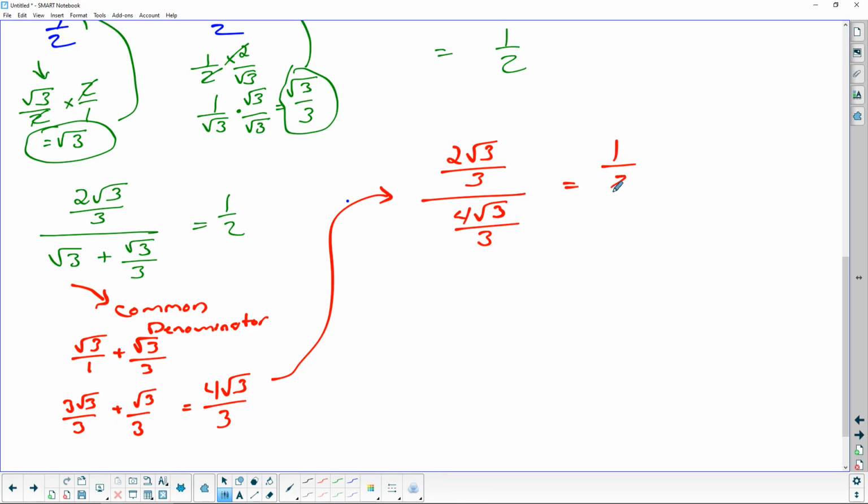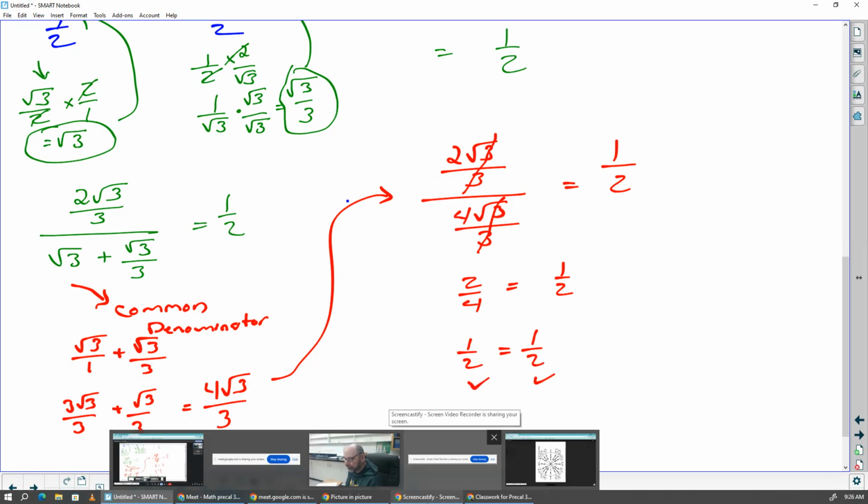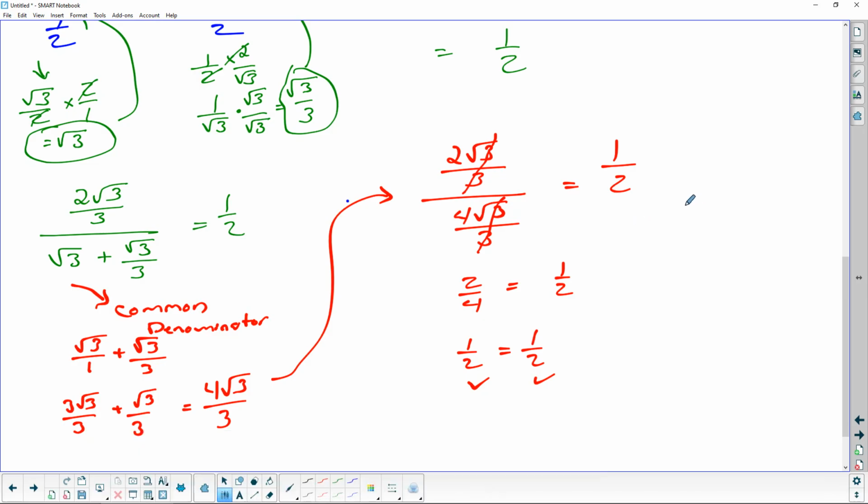And you can see how it's going to work, right? If we take the common denominators out, those things can cancel because they're both the same number. We've got 2 over 4 equals 1/2. And this would be 1/2 if we reduce it by dividing by 2. Left side equals right side. So that's how you verify that one.